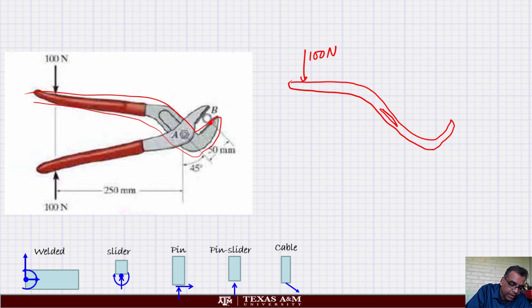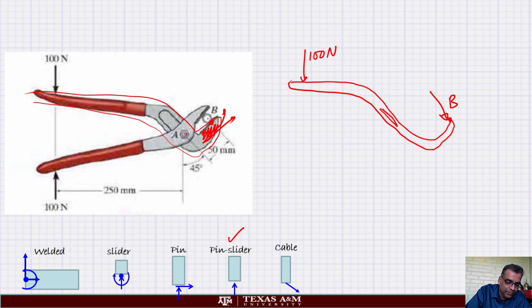What about point B here? What kind of joint do you think it is? If that's the only joint that was there, what will happen to this object? Can you see it allows the object to rotate and slide. So it's a pin slider at B. So the force is going to be like that.